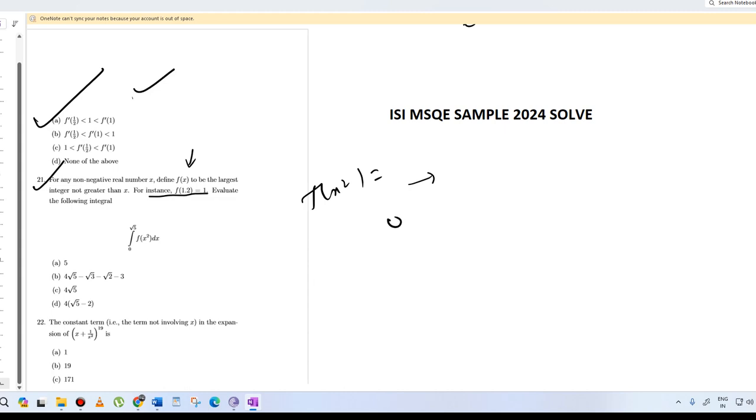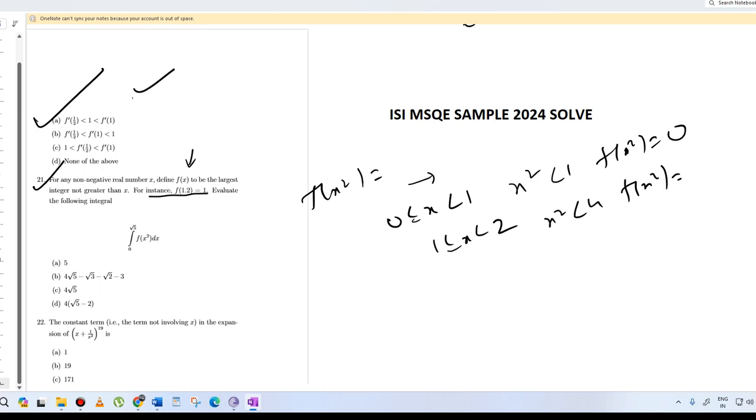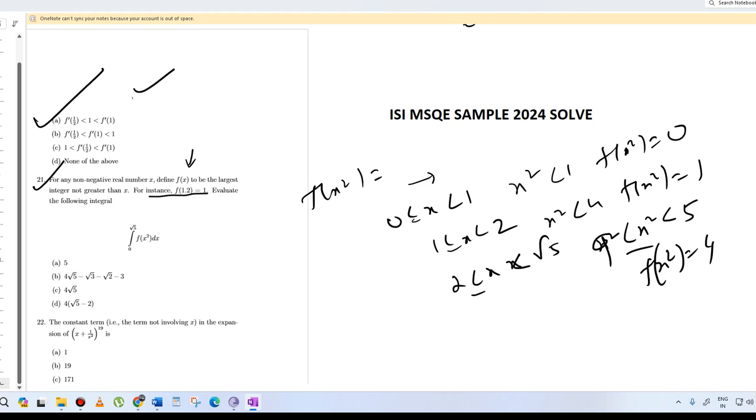Okay, so 0 less than or equal to x less than 1, so x square is less than 1, f of x square is 0. Then 1 less than or equal to x less than 2, x square less than 4, f of x square equals 1. And 2 less than or equal to x less than root 5, so x square is between 4 and 5, so f of x square is 4.